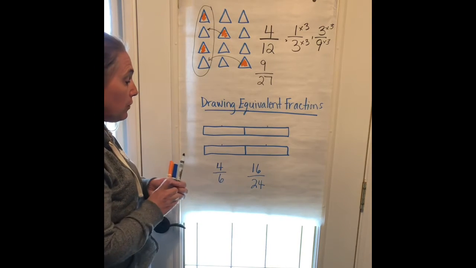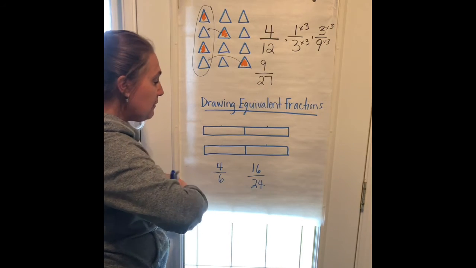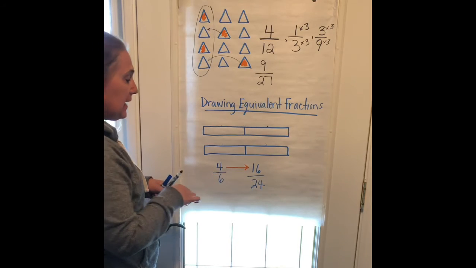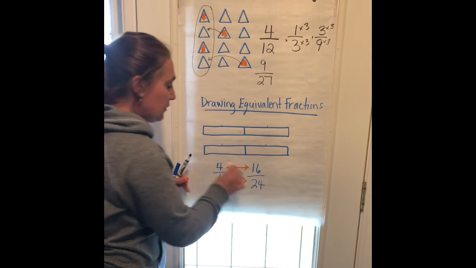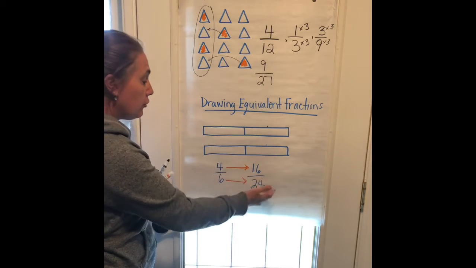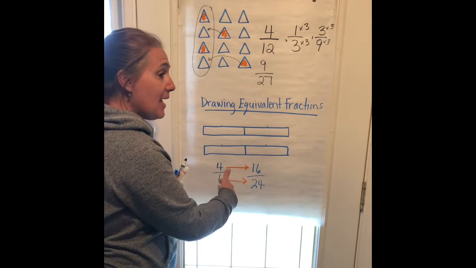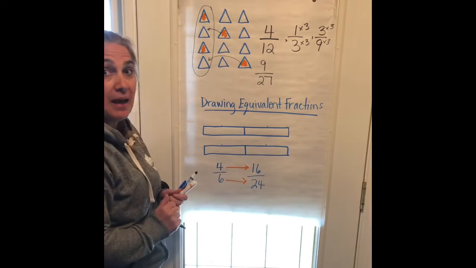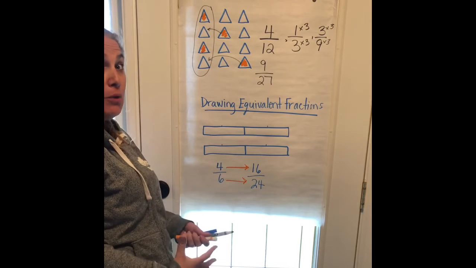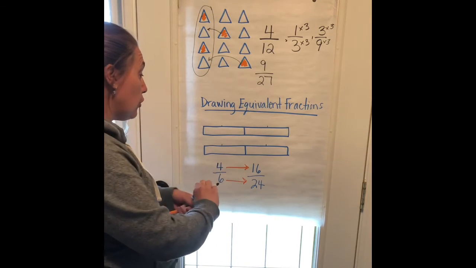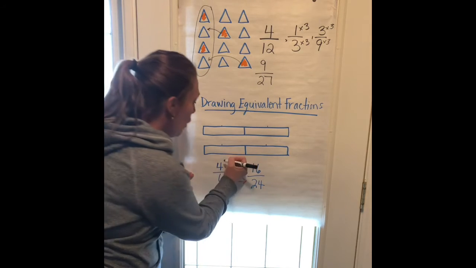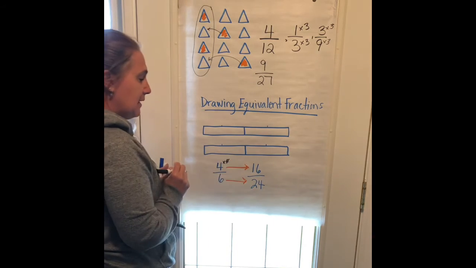The reason why I know these are equivalent fractions is because I can think, how does 4 get to 16 and how does 6 get to 24? I know that 16 is larger than 4 and 6 is somehow getting larger to become 24. So my numbers have to be multiplied, because when you multiply a number, your number's going to get larger. So how does 4 get to 16? 4 times what is 16? 4 times 4 is 16.